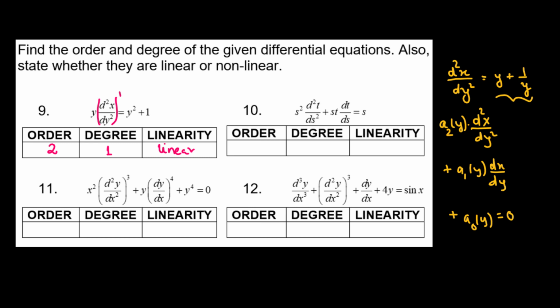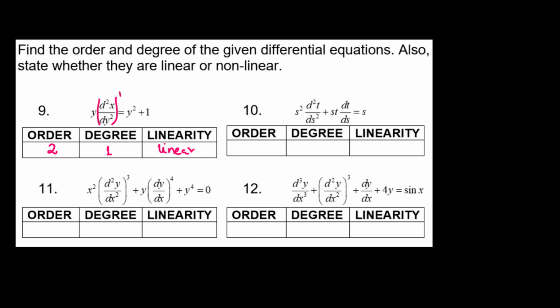Problem number 10. s squared multiplied by the second derivative of t with respect to s plus st times the first derivative of t with respect to s is equal to s. If we look at this differential equation, we can clearly see that the highest order differential coefficient is the second derivative of t with respect to s, so the order is going to be equal to 2, and the degree will be 1 because that is the highest power of the highest order derivative.